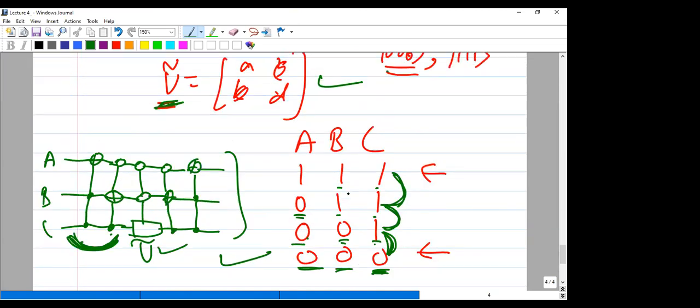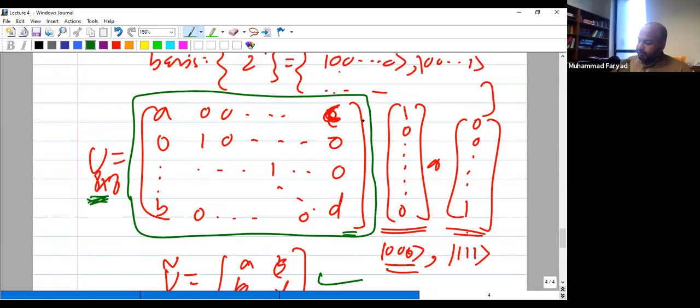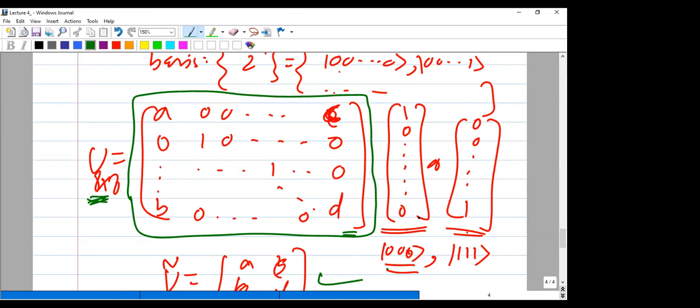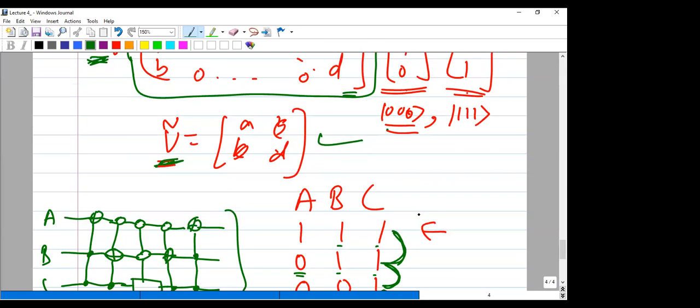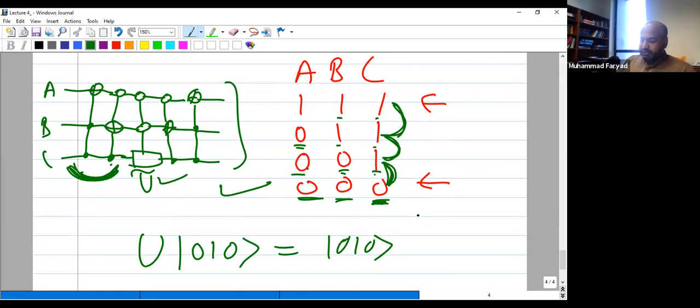You can check, because if I operate this unitary on 0, 1, 0, I will get 0, 1, 0 back again. Yes, sir. Now let's see what happens to the 0, 1, 0 state when it passes through this circuit. So when it passes through the first gate, this is 1, this is 0. This gate will not be applied, so it will remain 0, 1, 0.